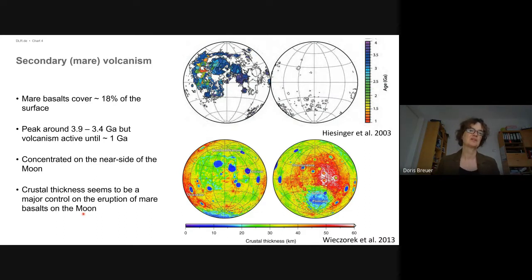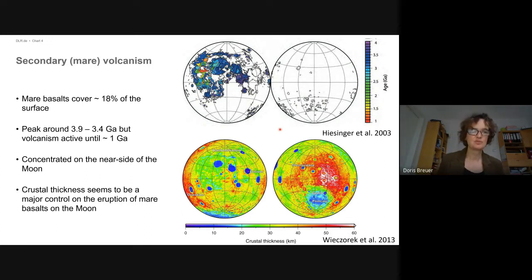The mare basalt covers approximately 18% of the surface, including the cryptomare, and this is only 1% of the entire crust. So it's not a large amount, but anyway, it gives us strong constraints. We have a peak around 3.9 to 3.4 billion years ago, but the volcanism was active up to 1 billion years ago. What you see here on the figure on the right, the upper one, is the location of the volcanic regions as a function of age. As you can see, they are concentrated here on the near side, and on the far side, we only have a few spots.